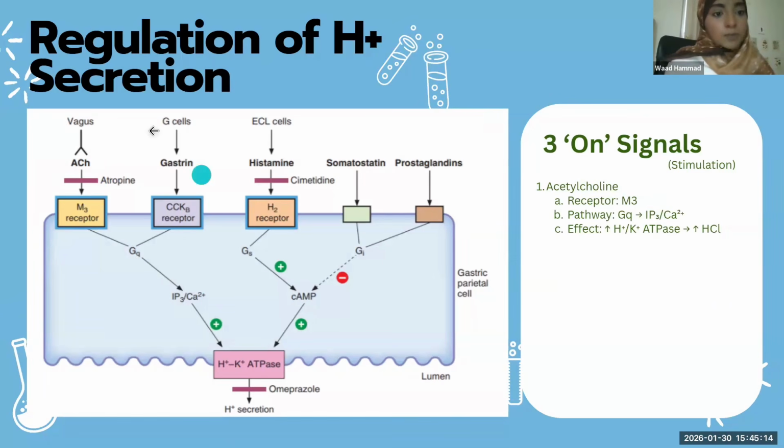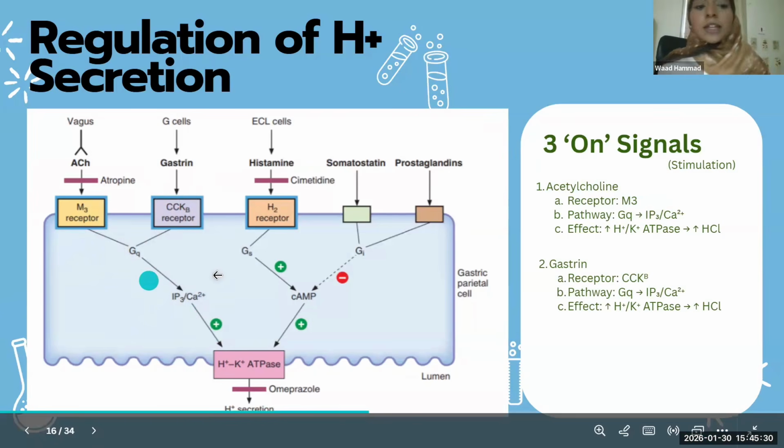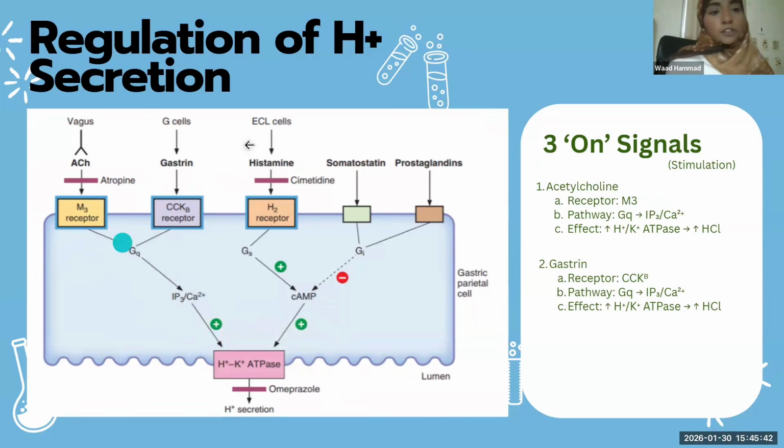That's for acetylcholine. Then we have gastrin, which has a different receptor, but other than that, everything is basically the exact same. Gastrin binds to a different receptor, not the M3 receptor, but in this case, the CCKB receptor. But then that activates the GQ pathway. GQ pathway activates IP3 and calcium. And then IP3 and calcium activate the proton potassium pump. So again, more protons will be pumped out, more acid secretion, more hydrochloric acid, everything like that. That's for ACH and gastrin. Just remember they have the same GQ, only the receptors are different, which is M3 and CCKB.